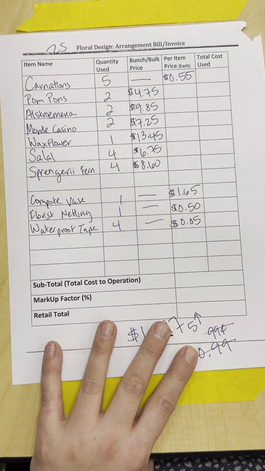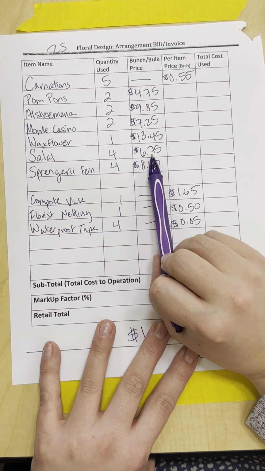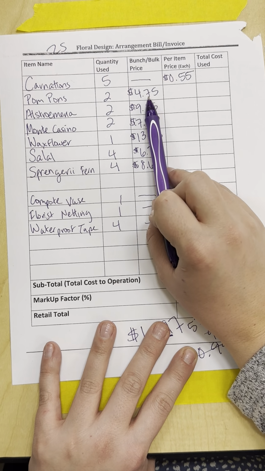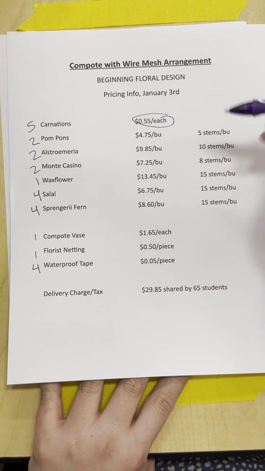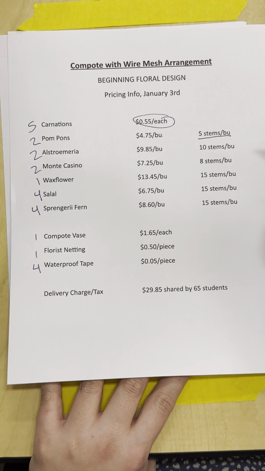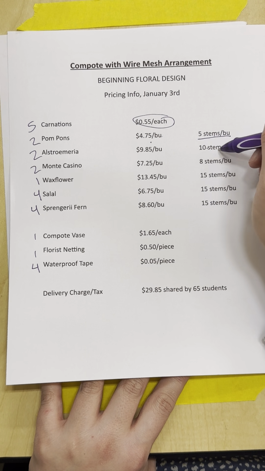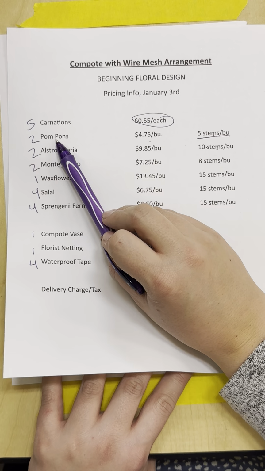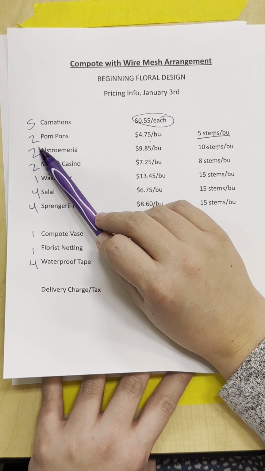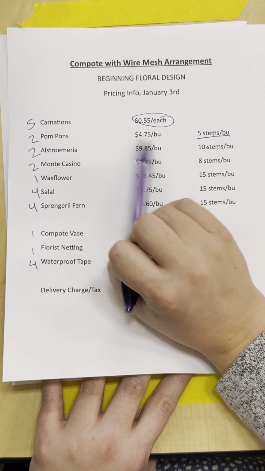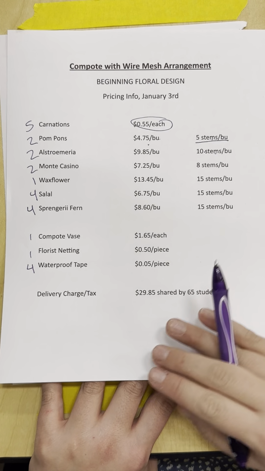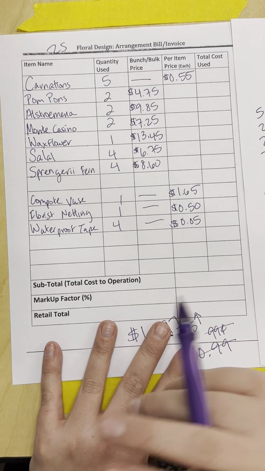Okay. My next step is to get these into single item prices, because this $4.75, for instance, is actually for 5 stems total. That's how many are in that bunch. This one has 10, this one has 8, this one has 15. Different amounts in different bunches. I need to know how much one stem of pom-poms costs, because I only use 2. I can't even really take the $4.75 and divide by half, because that would still be more than what I used. And it's easier to just do it all the same and get in the habit anyways.